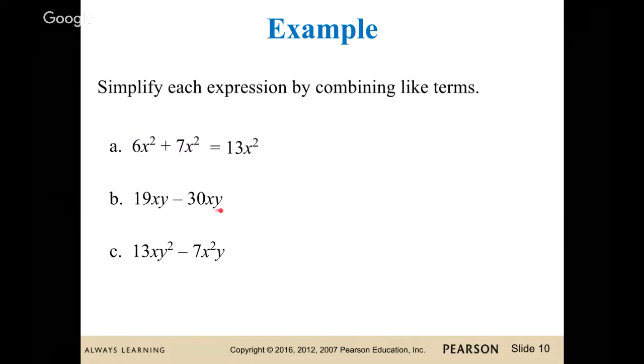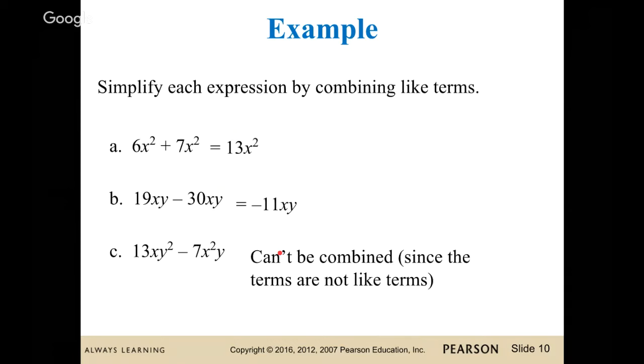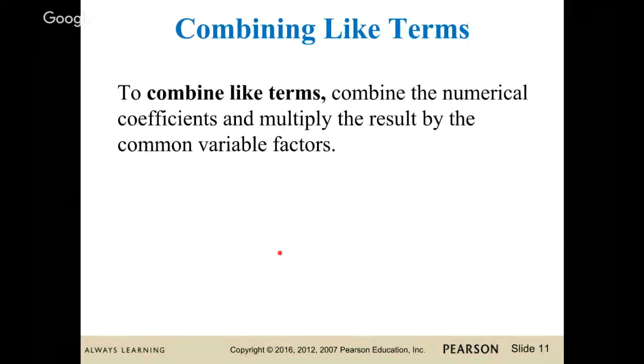19xy minus 30xy, xy, like terms, you can combine these, okay? So you're taking 19, subtracting 30, which is -11xy. All right, x and y squared, x squared and y. These are not like terms. You can't do anything with these, okay? They cannot be combined because they are not like terms.